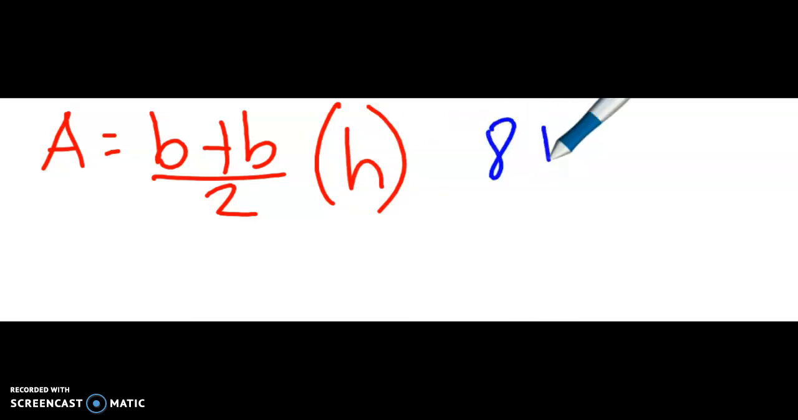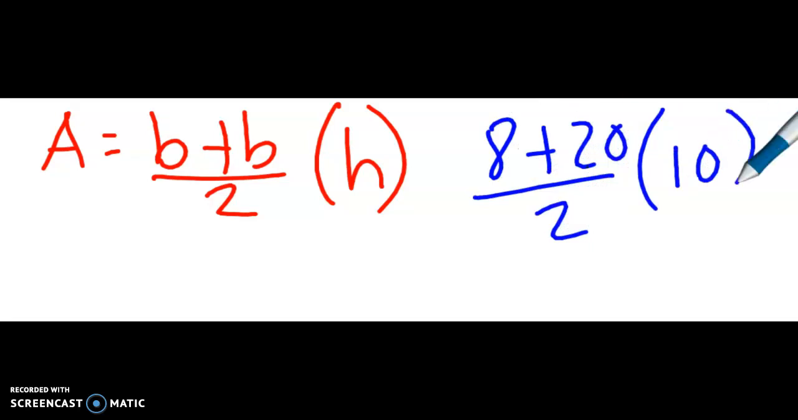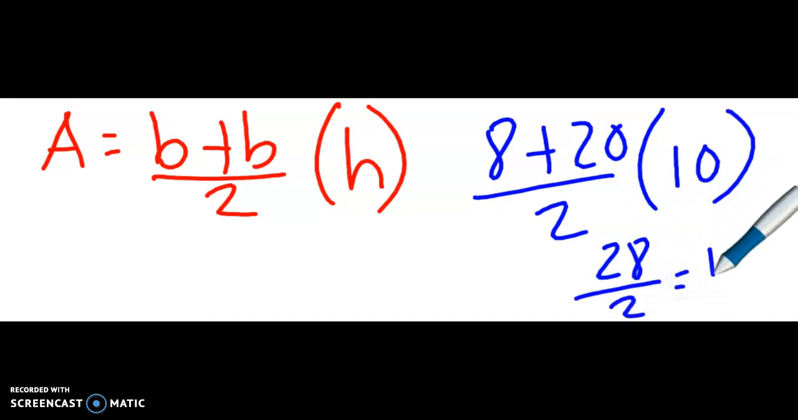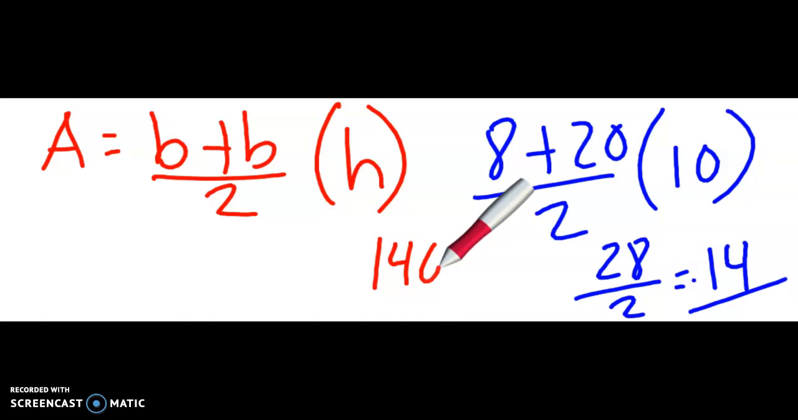So here we have 8 plus 20 divided by 2 times 10. So 8 plus 20 is going to give us 28, and we're going to divide that by 2, which is going to give us 14, and 14 times 10 is going to give us our answer. So when we take our 10 and our 14, we multiply that together, it's going to come up with 140. Now we have to look back to the original problem and see what it's actually asking us. That's our area of that shape.